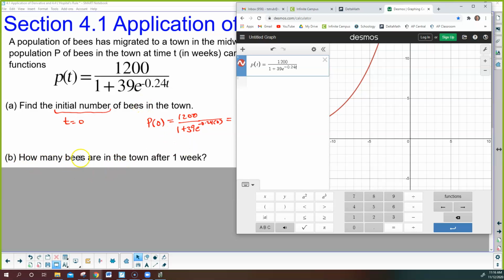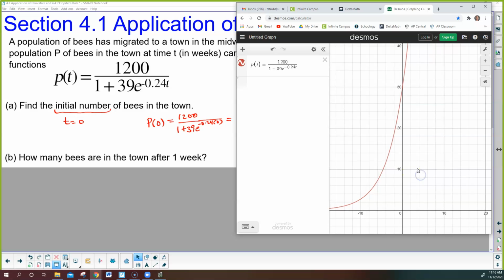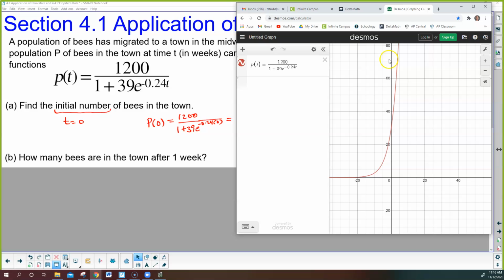So then part B says, how many bees are in the town after 1 week? In this case, all I have to do is plug 1 in, but I just want you to look at this graph really quick. This graph here is an exponential graph. It's growing very quickly, and you can see that. Why is it exponential? Because we have a base e. And if I plug in 0, notice that's the same answer we got. The initial amount was 0. But what is it after 1?